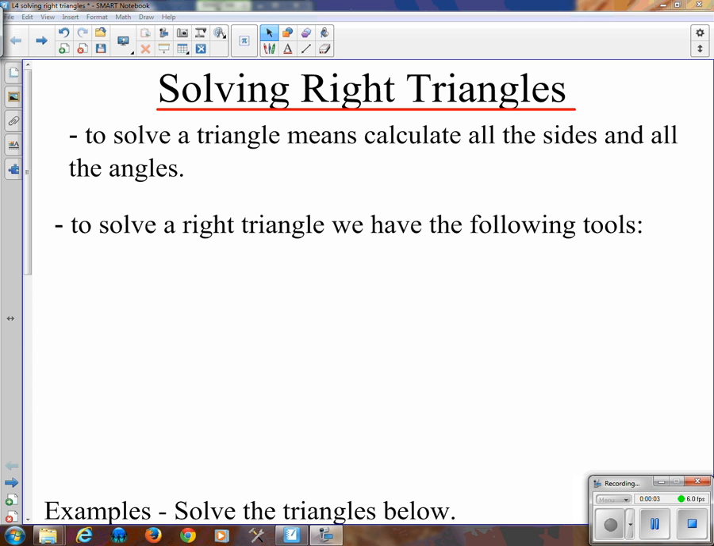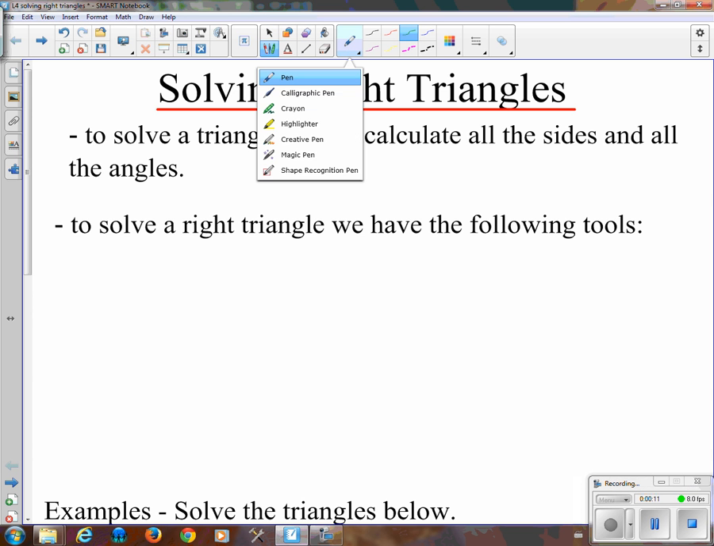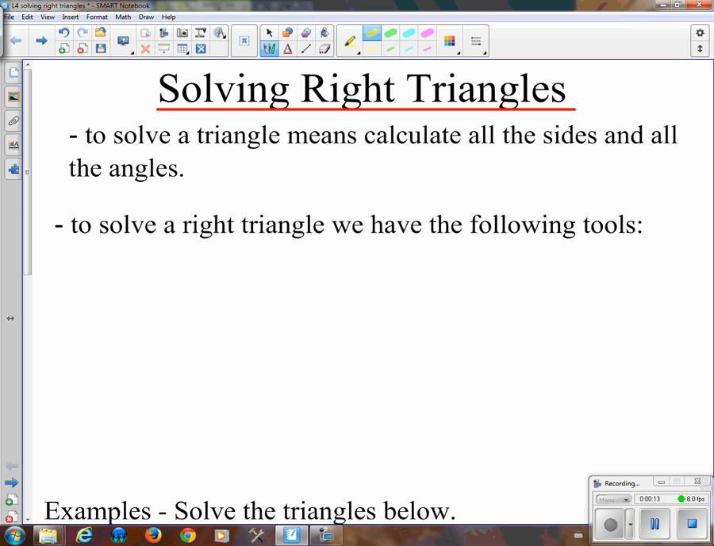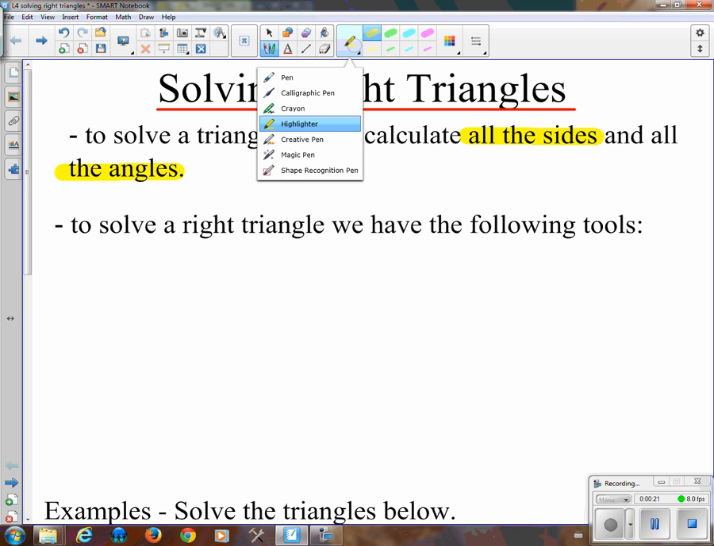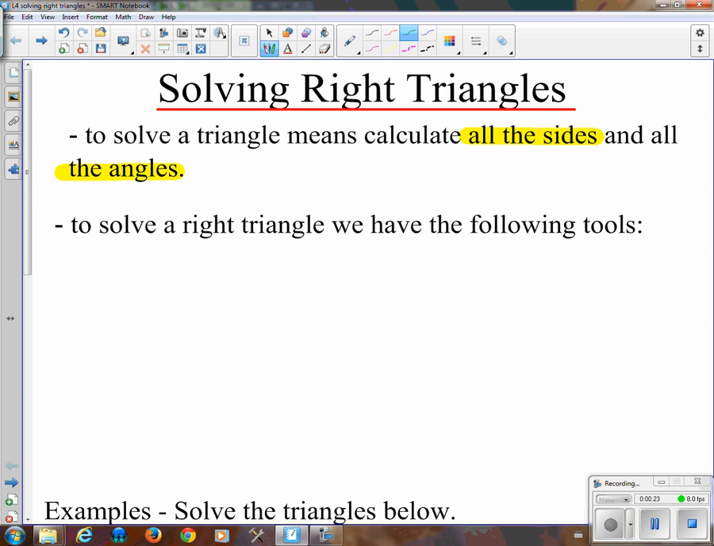Okay, we are at Unit 1, Lesson 3, solving right triangles. Solving right triangles means that you're going to calculate all the lengths of the sides and all of the angles that are unknown. To solve a right triangle, we have the following tools available to us. We have Pythagorean theorem.